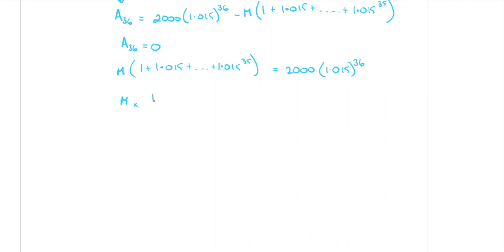A is 1, R is 1.015 to the power of n, which is 35 terms, minus 1 over R minus 1. That's your sum formula.